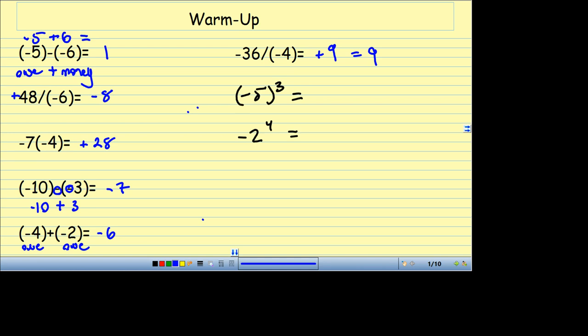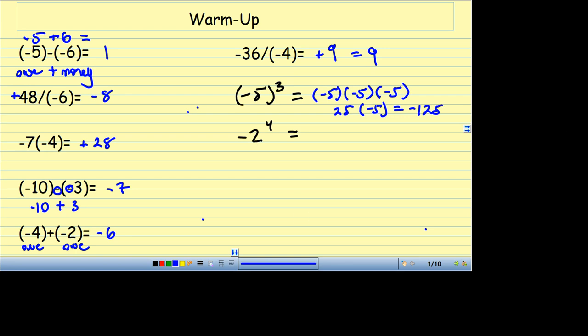-5 to the third power. I taught you guys this. In this case, the power affects everything inside the negative. So if I expand this out, I've got -5 times -5 times -5. The power affects everything. So -5 times -5, that's a positive 25. And multiply that by -5, -125.